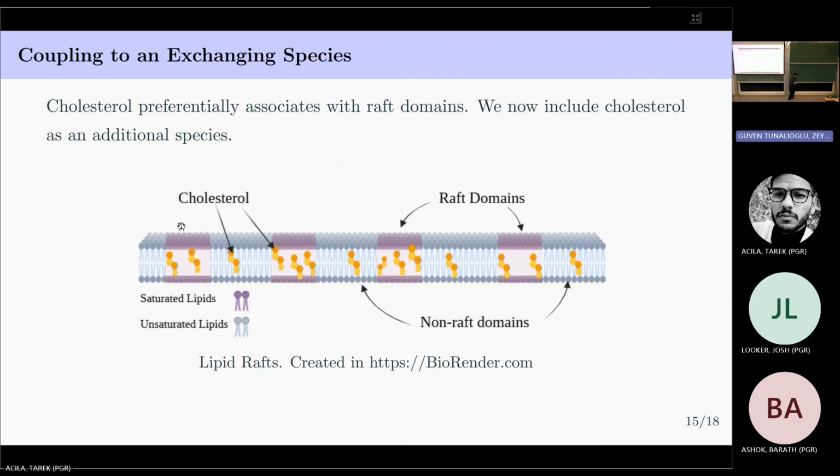Okay, now the last thing I want to explain is that cholesterol that I told you about. So I told you that the cholesterol likes to stay in raft domains. In fact, it has an affinity towards raft domains. So even if it's outside, it will try to diffuse towards these raft domains. Okay, let's try to provide a model for this by tweaking the previous model.